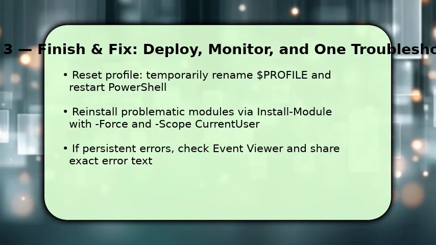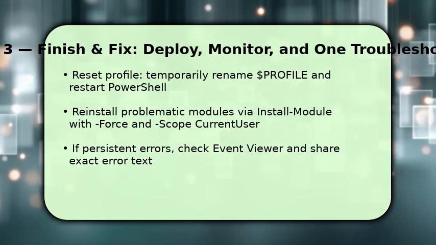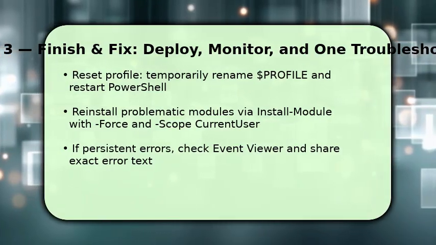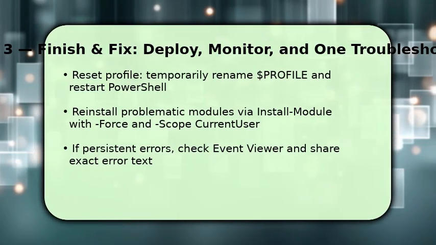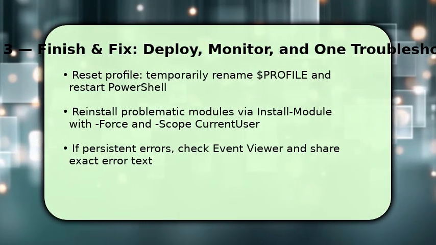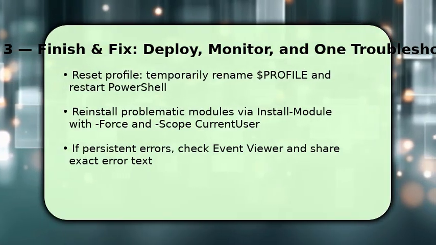To finish, reset your profile by renaming the current $profile and restarting PowerShell. This isolates config issues. Then reinstall any problematic modules using Install-Module with -Force and -Scope CurrentUser so permissions don't block you. Once PowerShell behaves, merge only needed settings from your backup.